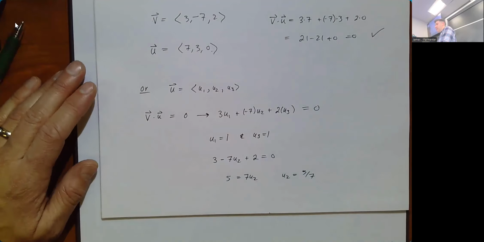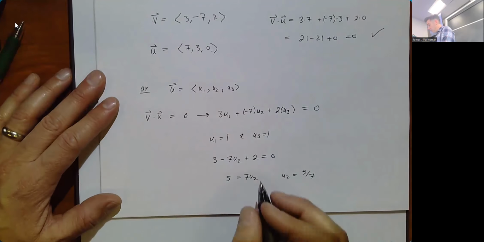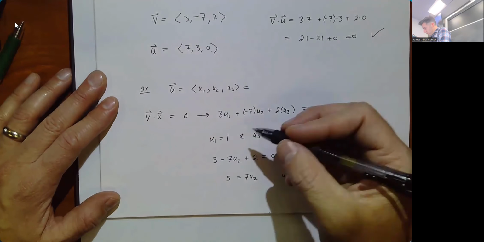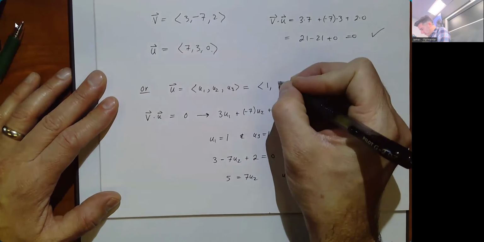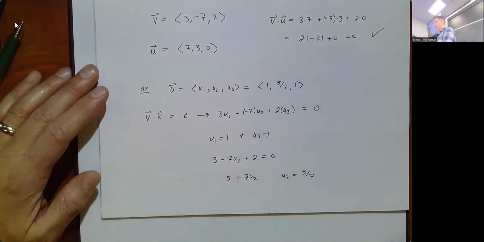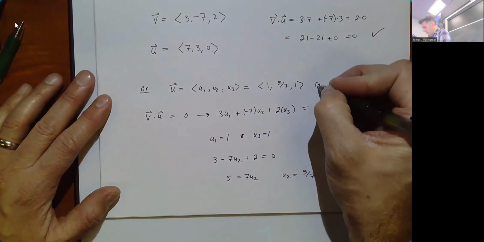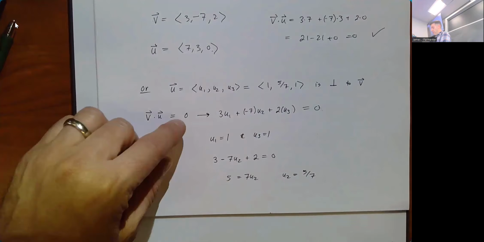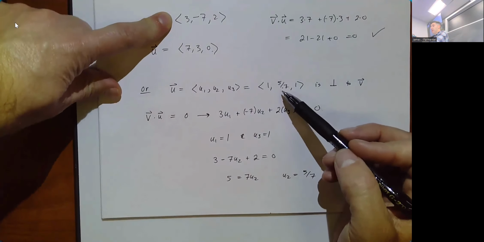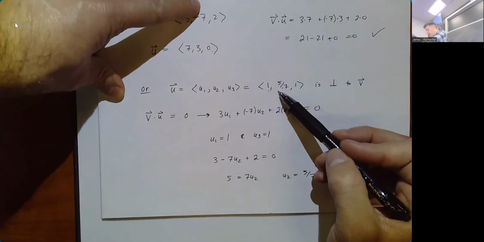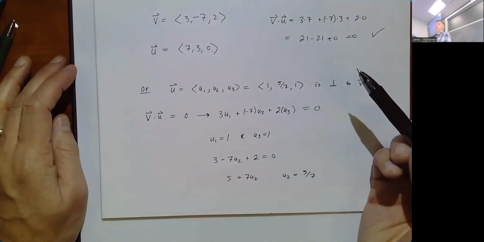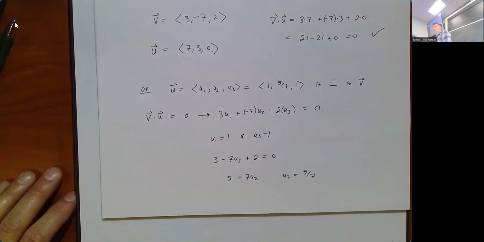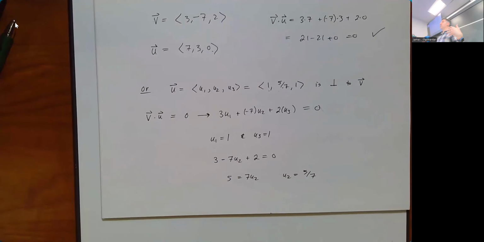So here's a much less nice vector to write, but it's still correct. We could make the vector be 1, 5/7, 1. And that would also be perpendicular to our vector v, because the dot product of that and that is still going to be 0. 3 plus negative 5 plus 2 is equal to 0. So if they ask you to find a vector perpendicular to another vector, you can usually make one up pretty quickly without having to do a lot of work.